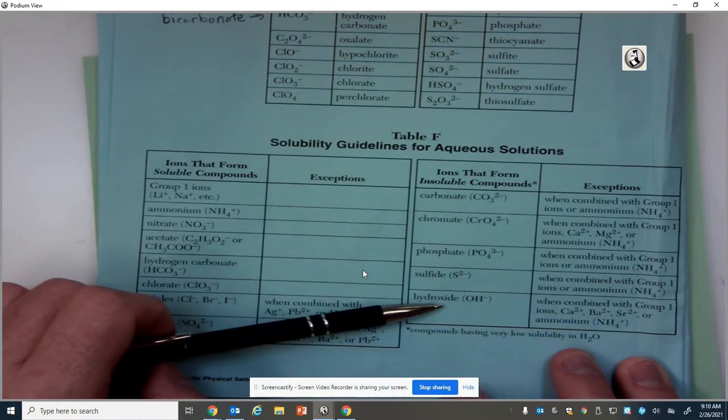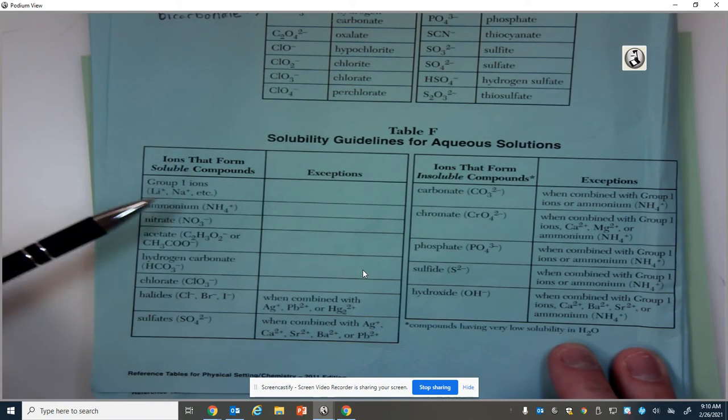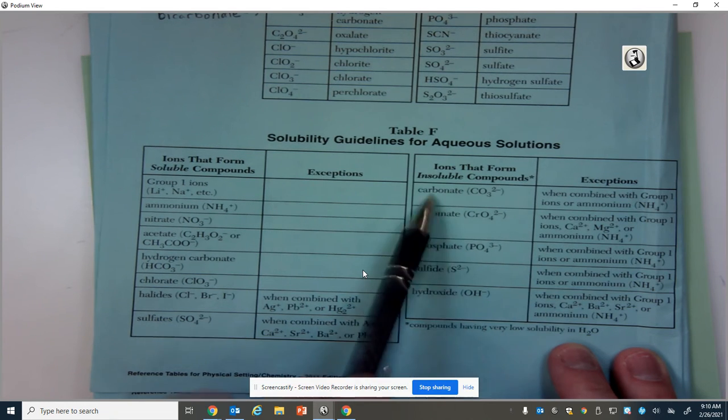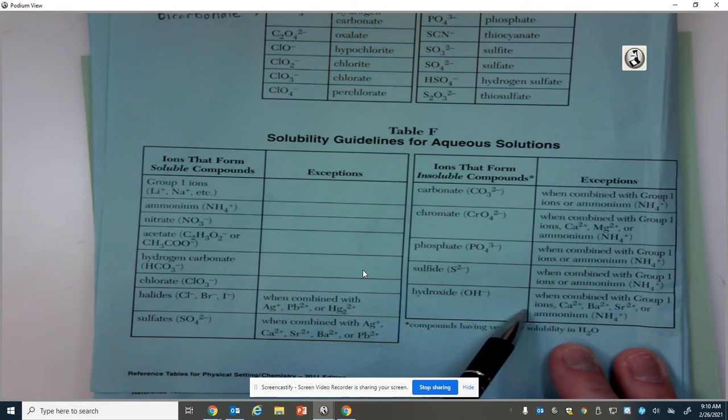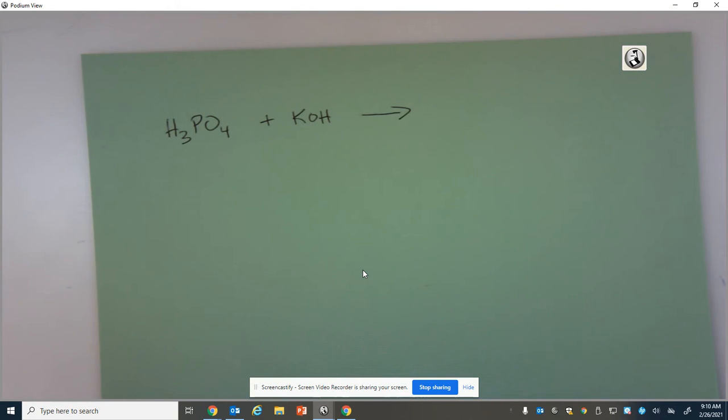And then we got KOH. All right, hydroxides are generally insoluble. And then you have over here, K is a group 1 ion. So this trumps this, and if you look, the hydroxides are generally insoluble except when combined with a group 1. So it's going to be soluble. So both of these are soluble, so that means they're both going to react, so we can get products here.